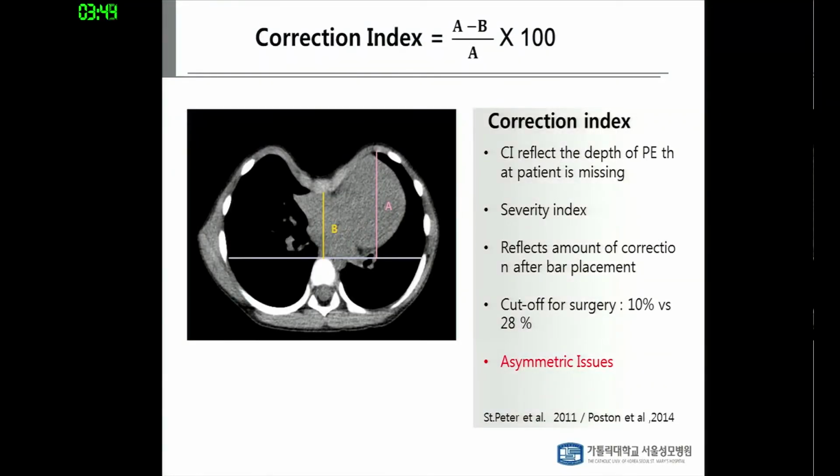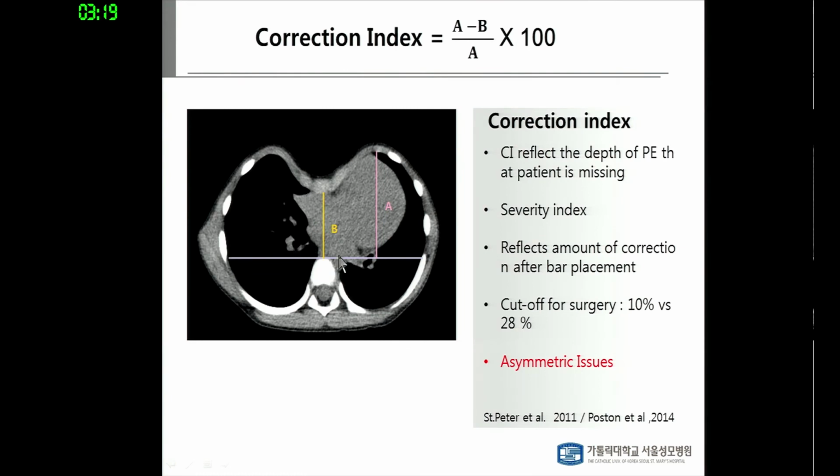Another well-known index is the correction index. This was described by Dr. Pieter from the CT scan obtained at the end of inspiration. A horizontal line is drawn across the anterior spine here. And the correction index measures the minimum distance between the posterior sternum and anterior spine here, B.